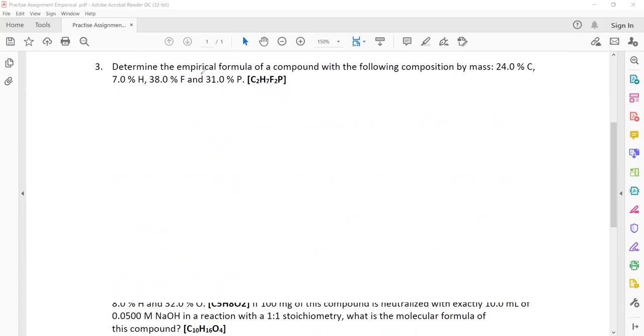In question 3, determine the empirical formula for a compound which has a composition of 24% carbon, 7% hydrogen, 38% fluorine, and 31% phosphorus. So the elements present are carbon, hydrogen, fluorine and phosphorus. The percentage of carbon is 24, hydrogen is 7, fluorine is 38, and phosphorus is 31.